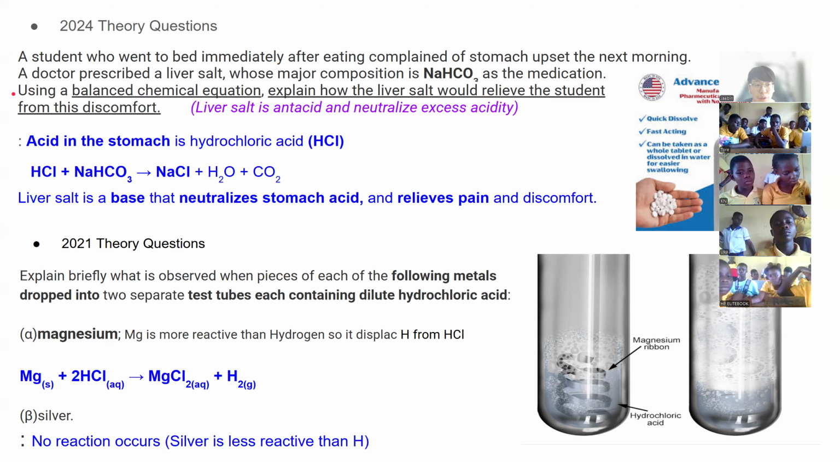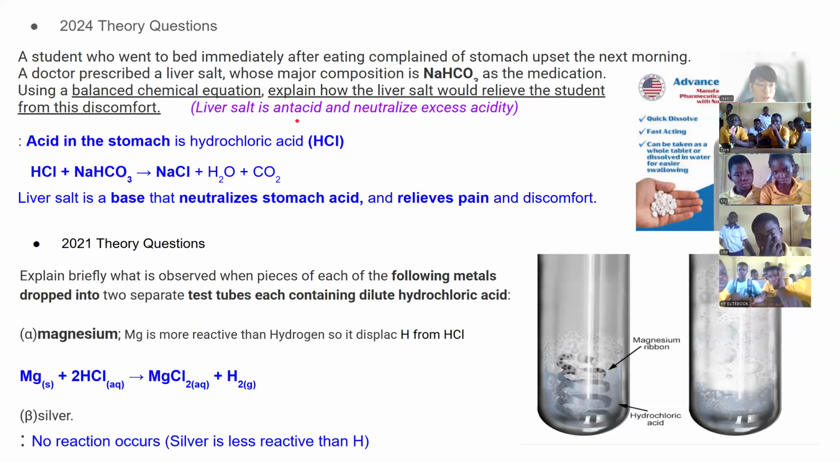A student who went to bed immediately after eating complained of stomach upset the next morning. A doctor prescribed a liver salt whose major composition is NaHCO3 as the medication. Using a balanced chemical equation, explain how the liver salt would relieve the student from this discomfort.